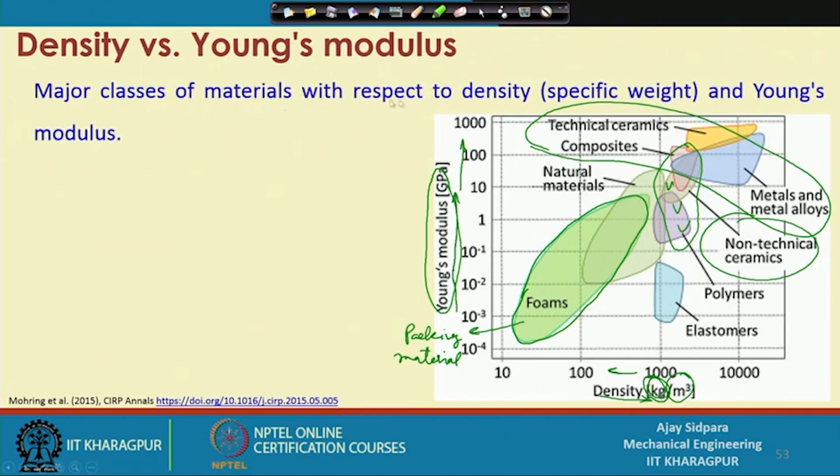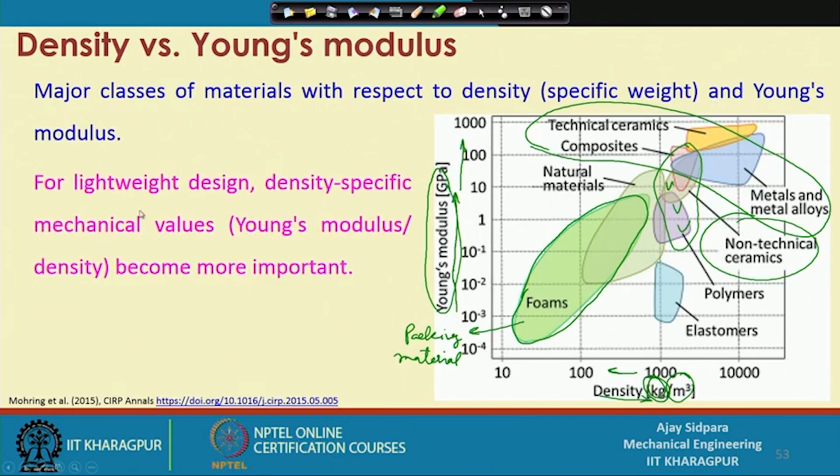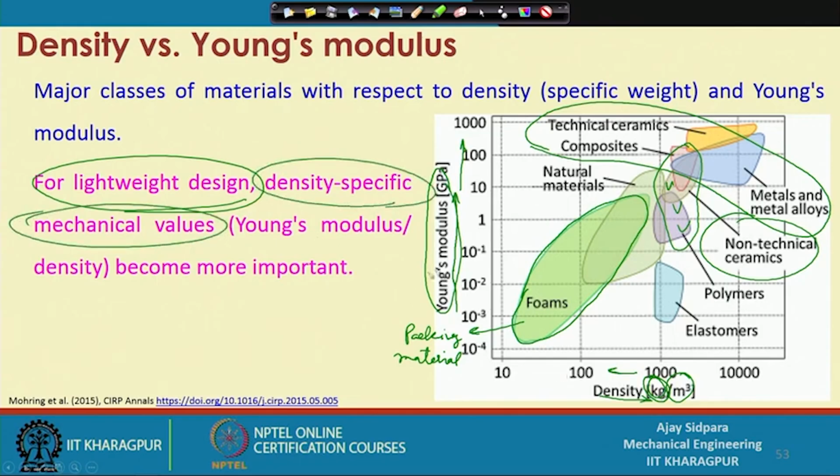Major classes of material with respect to density, specific weight and Young's modulus are shown here. We need a lightweight design also, because many times, when you are doing machining on a very small scale, you need frequent travel in a to and fro direction. If your workpiece material is very large, or all the guideways and slideways are very heavy, then quick movement is difficult. So, when we talk about lightweight design, we need a density specific mechanical value, that is, Young's modulus divided by density.